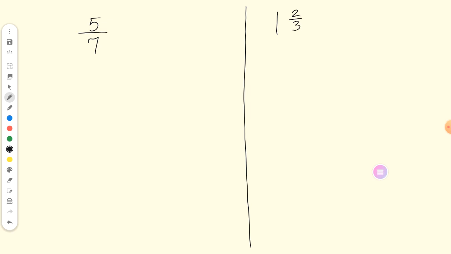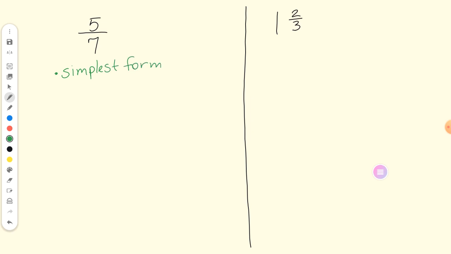Okay, finish what you're writing and then just stop. As I make my list, I want you to add to your list. Chase, tell me something about this one over on the left side. Okay, it is simplified, so it is in simplest form. So I'm going to write simplest. I want you to add that.